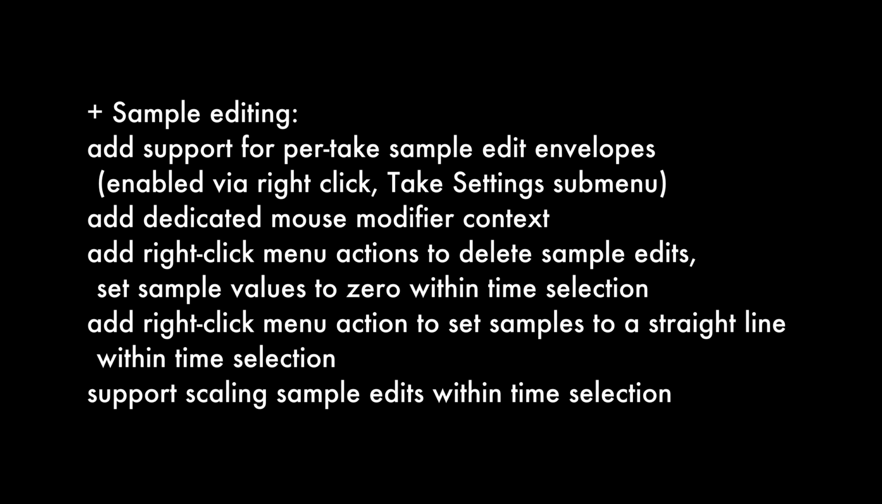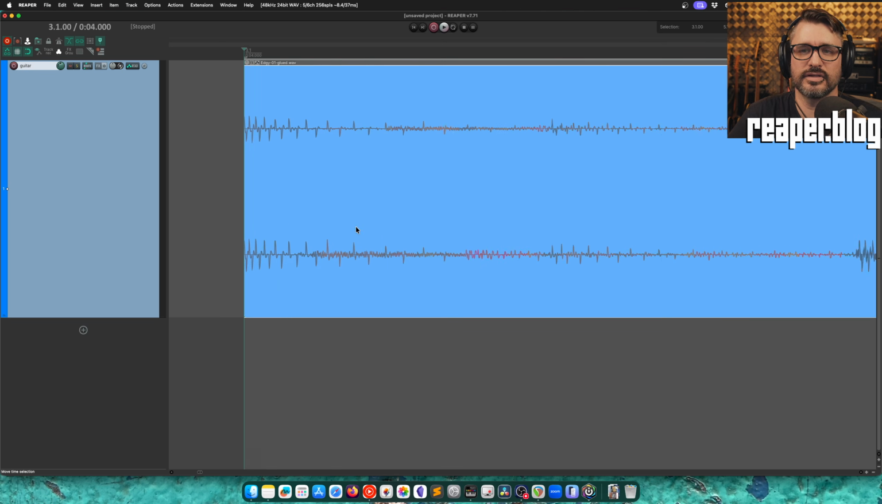Add right-click menu action to delete sample edits, set sample values to within time selection. Add right-click menu action to set samples to a straight line within time selection. Support scaling sample edits within time selection. Sample editing is generally considered to be a destructive process.